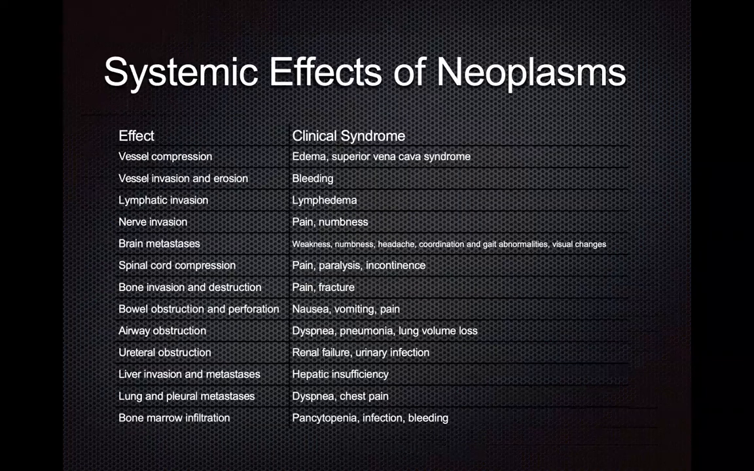So here are the systemic effects of neoplasms. We have vessel compression that leads to edema and superior vena cava syndrome, or else vessel invasion and erosion that leads to bleeding syndromes, or lymphatic invasion that leads to lymphedema. And this is quite varying, and those varying effects can lead to quite different clinical syndromes as well.